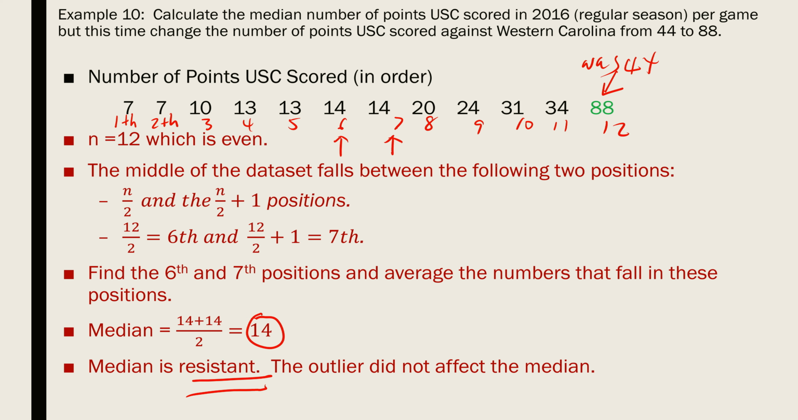So no matter how we change the maximum value or extreme values here, the median will not change. So we have a conclusion that the median is resistant. The outlier here, 88, did not affect the median.